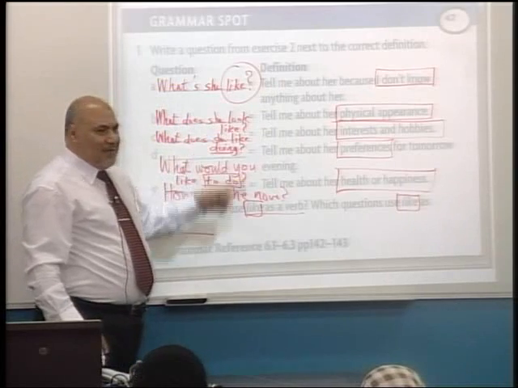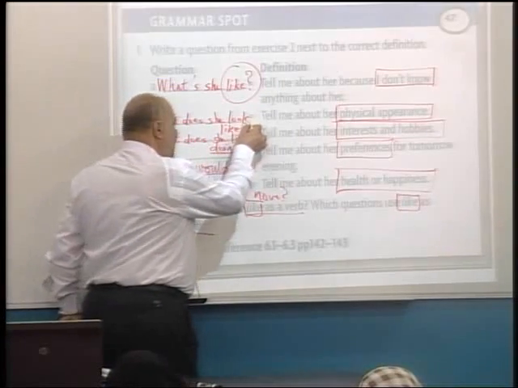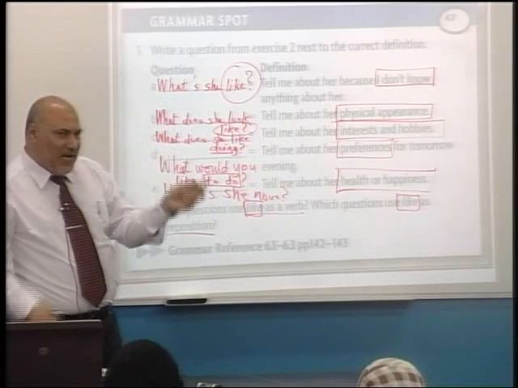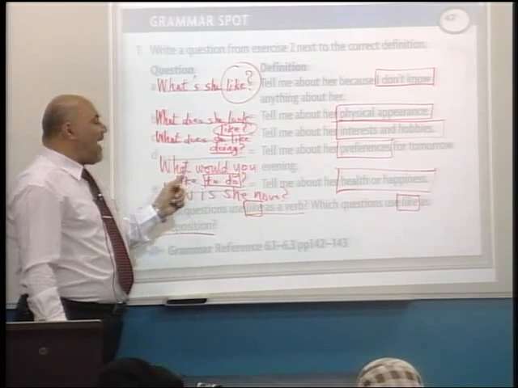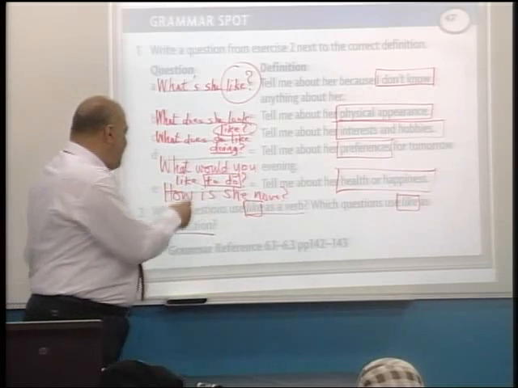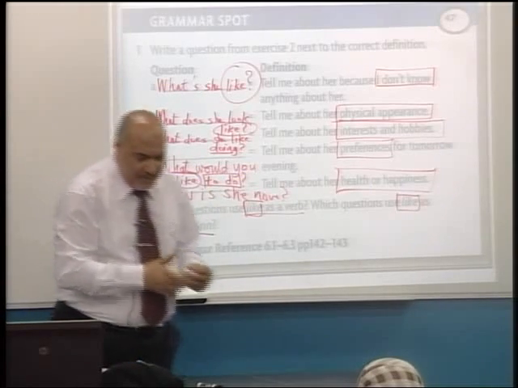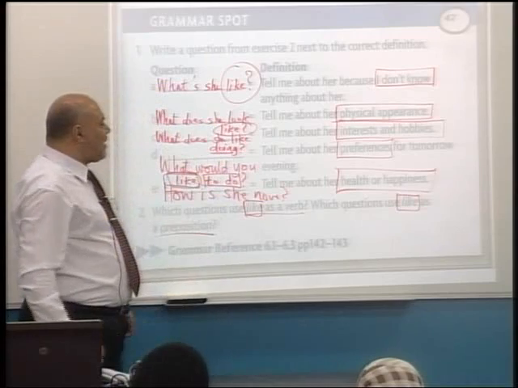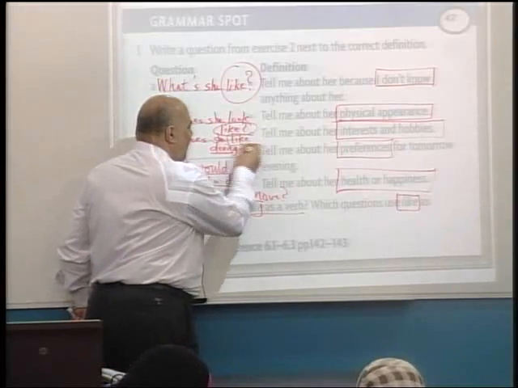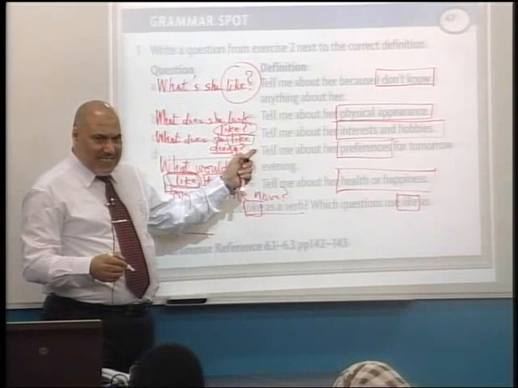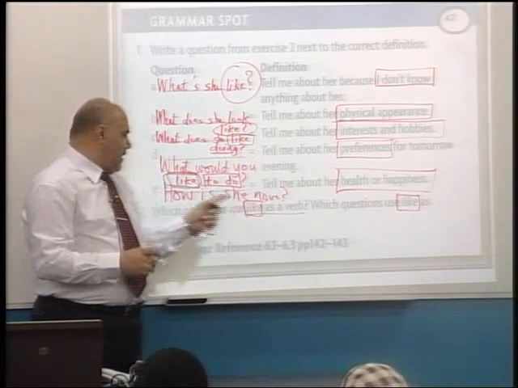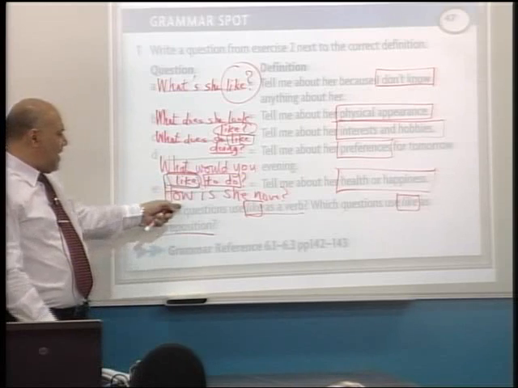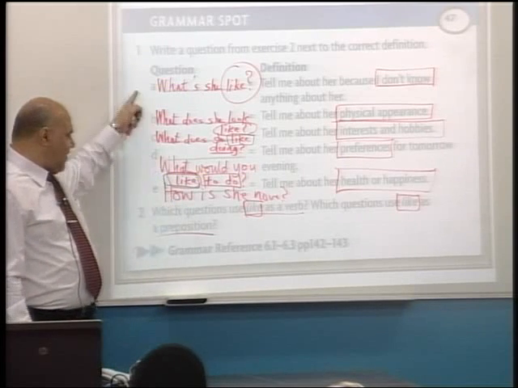What does she look like? A preposition. So this is a preposition, not a verb, because we have two likes. What would you like? It is a verb. This is a verb. And here, what does she like doing? This is a verb. So, she likes, she loves playing. Here, she'd like, she'd love, it is a verb. And here, we don't have like, just in the first four.